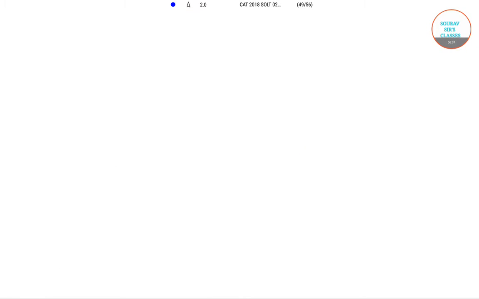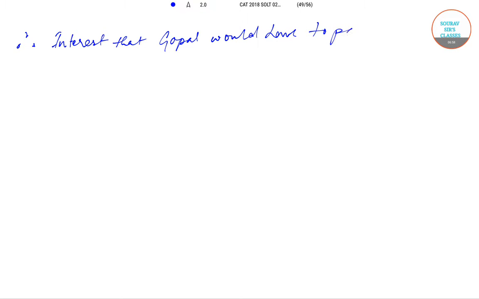Okay. So from Ankit, Gopal took X amount of rupees. The interest rate is 8%. So therefore, the interest that Gopal would have to pay Ankit would be basically equal to X into 8%. So this will be 0.08x.